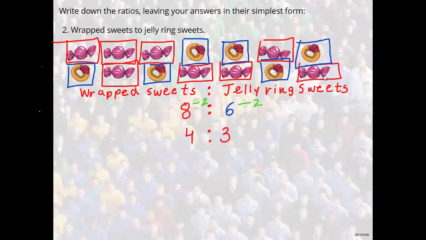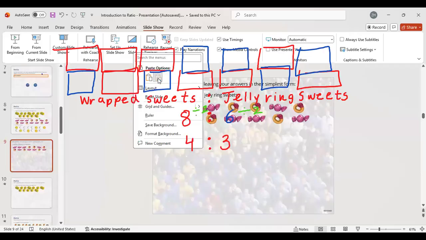All right, so let's go ahead and do another one. So this is wrap sweets to jelly ring sweets, right? Let me go ahead and, again, take a picture of your notes and send them via WhatsApp. Do that for me. Let me go ahead and put this in.